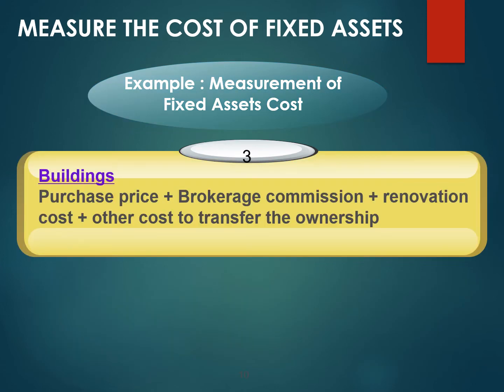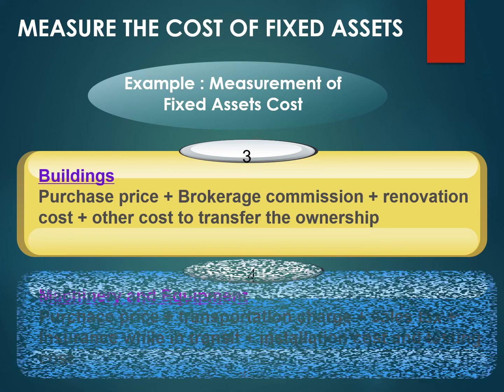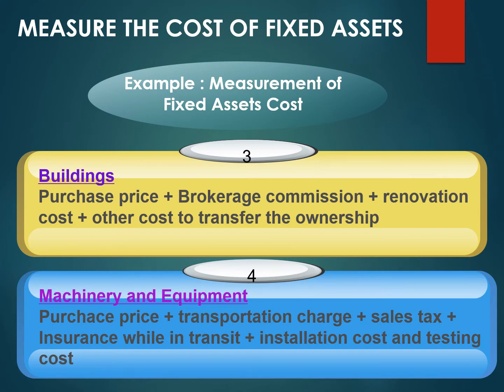Okay, the third example is buildings. When we want to calculate the cost for buildings, we have to include the purchase price, brokerage commission, and renovation costs. Also, other costs to transfer the ownership. Last but not least is machinery and equipment. You have to include the purchase price, transportation charge, sales tax, and insurance while in transit, and also the installation cost and testing cost. There are only 4 examples here, but you can find more.